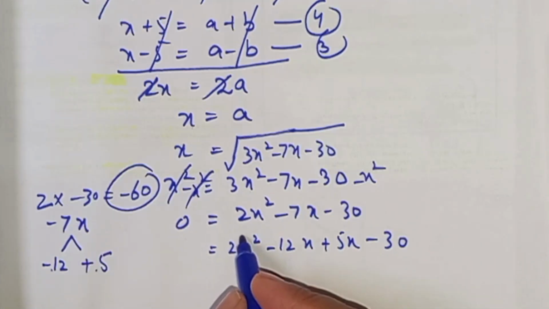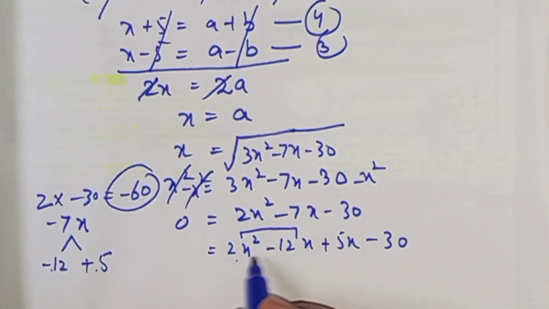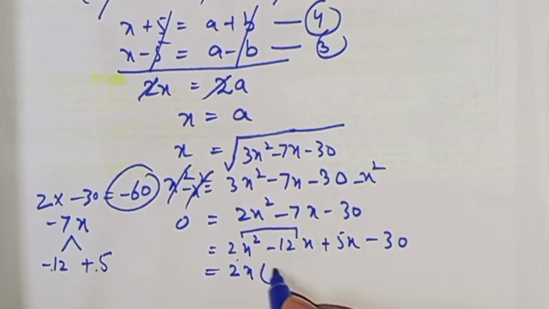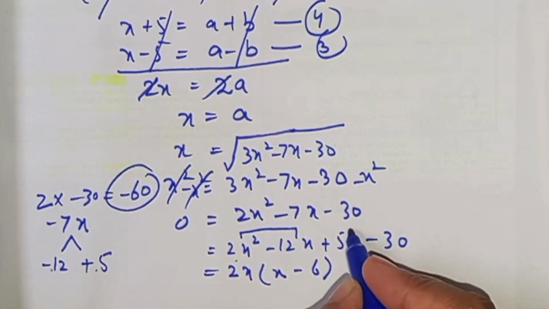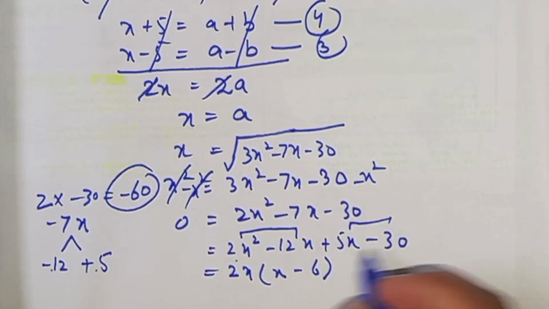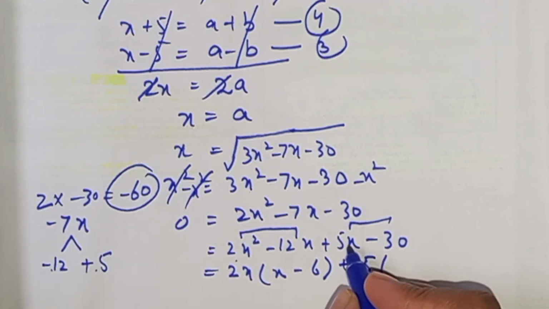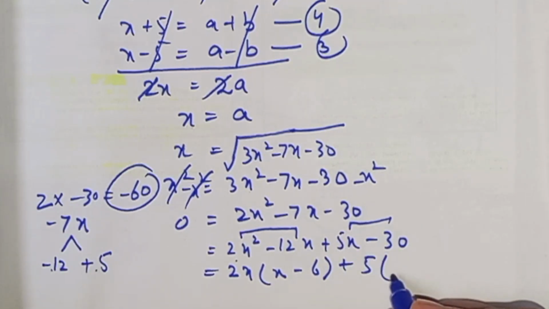So look at the first two terms, 2x is involved in these two terms. So we factor out 2x. The first term will become x, and the second term will become minus 6. Look at the last two terms, 5 is involved in these two terms. So we factor out plus 5. Then this term will become x, and this term will become minus 6.